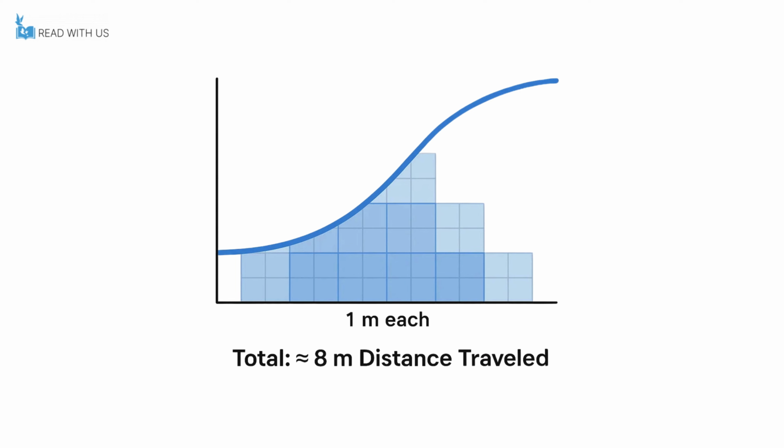Each square on the grid represents a certain distance. We can then count the squares under the curve. For example, if each square equals 1 meter, and we count 6 full squares plus a few halves, we can combine them and get about 8 meters of total distance traveled.